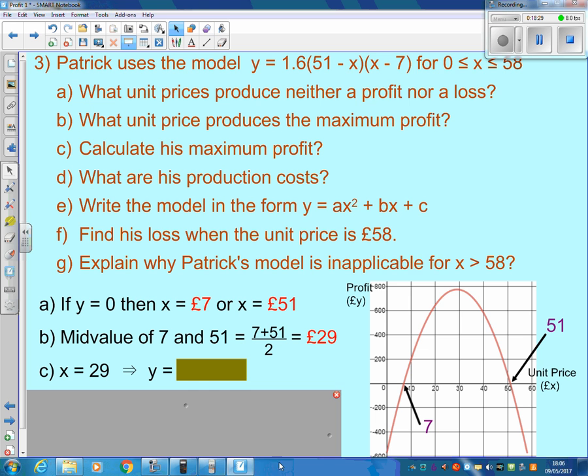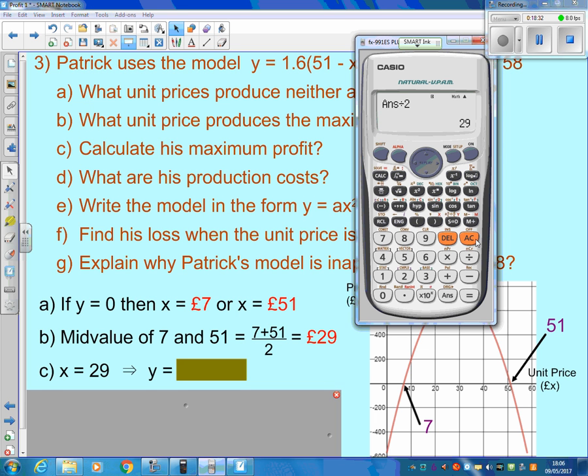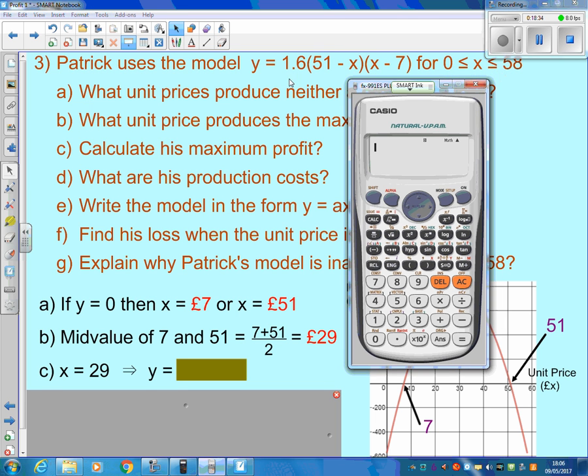So if I go to my equation, let's type it in. I type in my equation, 1.6, open that, 51 minus, well, I could put 29, but I prefer to just leave it as x, open again, and another x minus 7, check it's identical to that, and just do calc 29 equals, and I get £774.40.